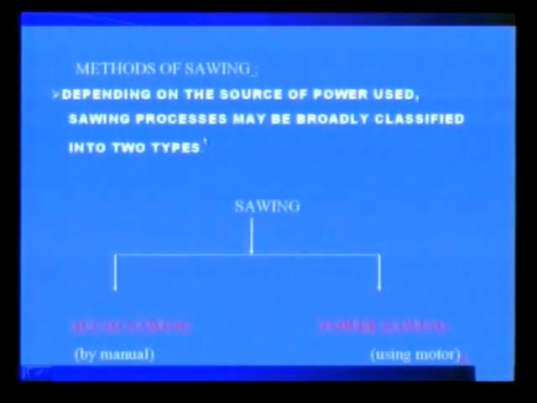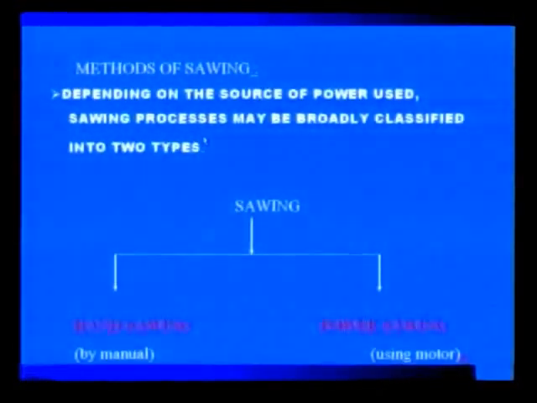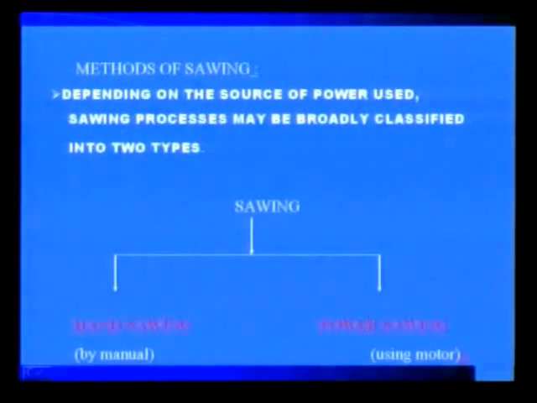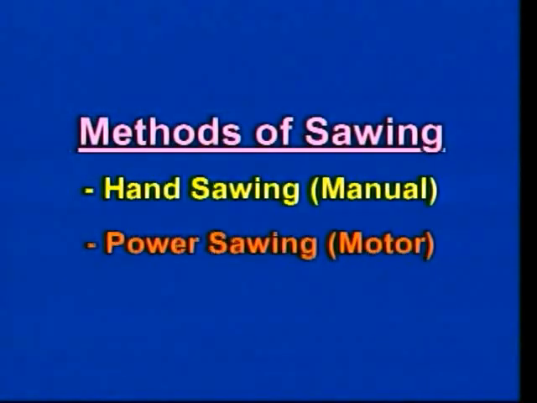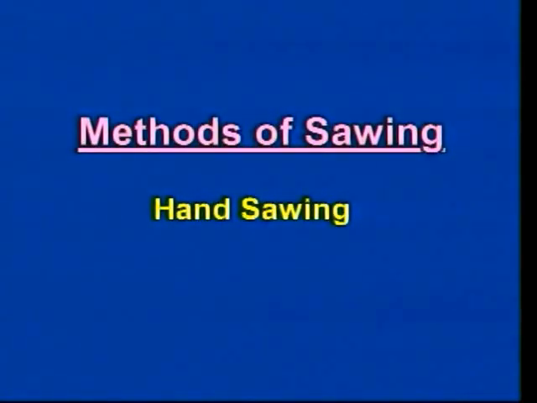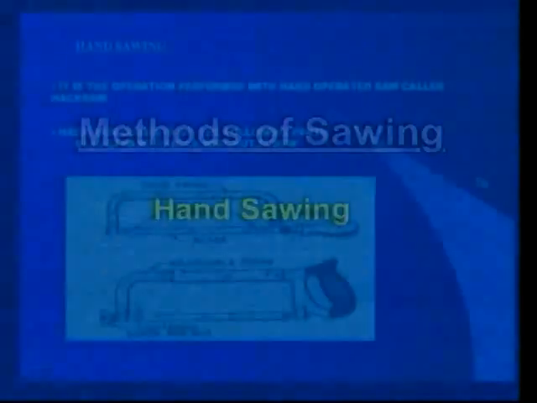Depending on the source of power used, sawing process may be broadly classified into two types. One is hand sawing and another one is power sawing. In hand sawing operation, source of power is manual. In power sawing operation, source of power is motor. Now we discuss about hand sawing.